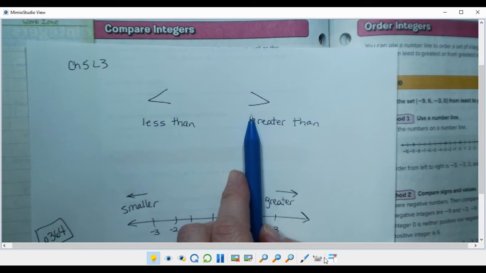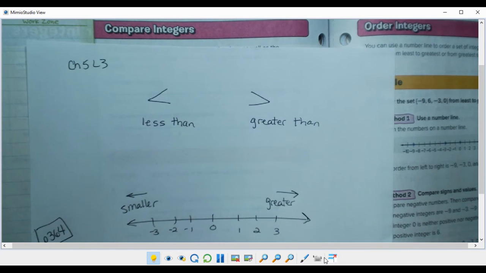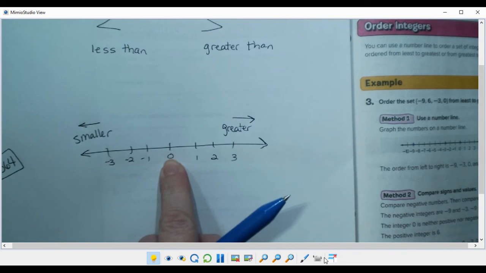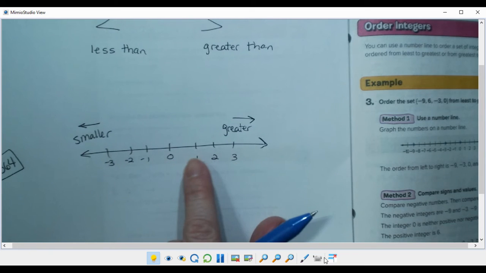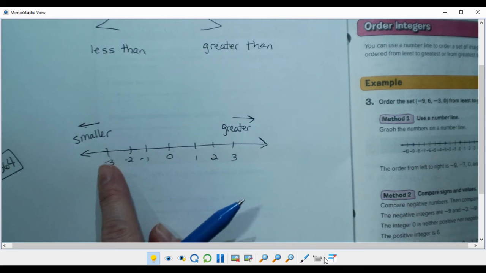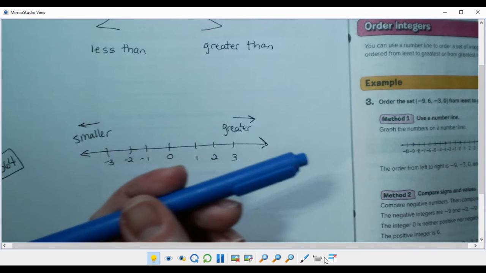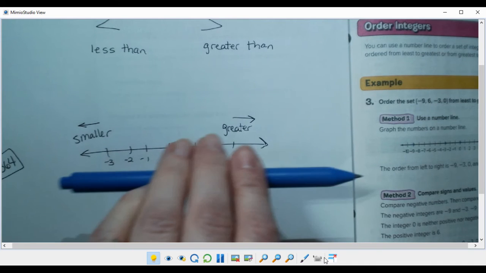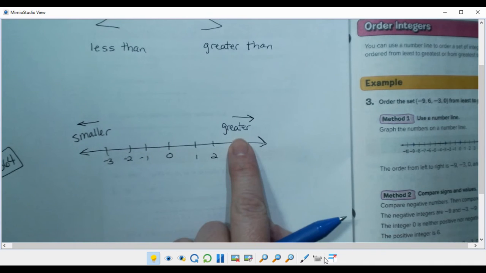Okay, let's talk about comparing and ordering integers. So we know we have our number line, right? We've got zero smack dab in the middle. Our positive numbers are over here to the right. Our negative numbers are over here to the left. The further left it is, the smaller the value. And the further right it is, the greater the value.